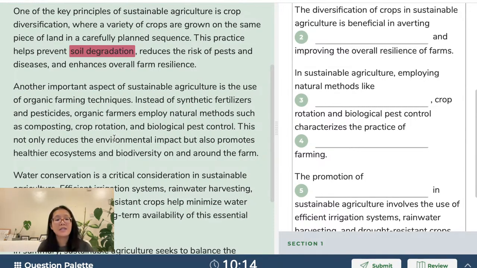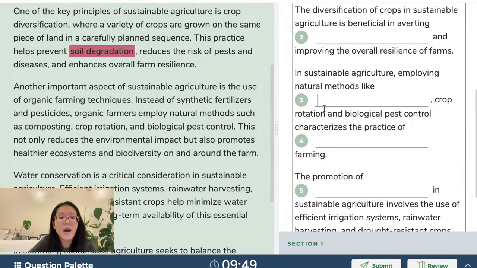And for question 3, the second answer is not organic farming. It is organic only. The word organic is the answer. Why? Because you already have the word farming over here. The word farming is over here already. So if you put organic farming, the word farming is excessive.